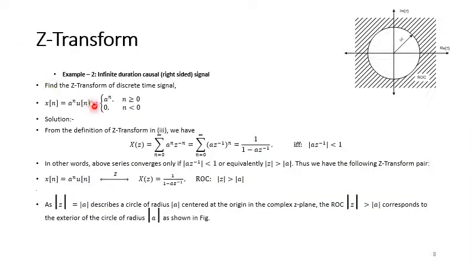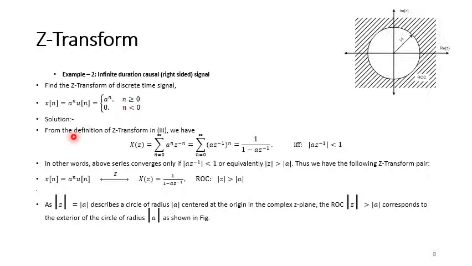Let's take another example. Here we have x of n, which equals a power n u of n. You understand this signal is multiplied with u of n, which is a step function, and you know that the step function is 1 only when its argument is equal to or greater than 0. So in this case the argument is n, so if n has values that are 0 or greater than 0, then this signal will be non-zero. So we can also represent it like this, that the signal equals a power n when n is greater than or equal to 0, and 0 when n is less than 0.